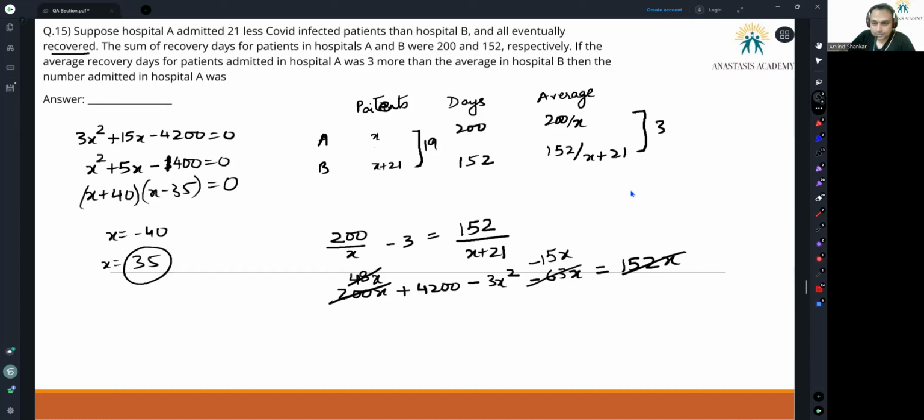Given that it is count of patients, it can of course not be a negative number. The answer we reach here is 35. और उसके बाद ये भी अप्रिशिएट किया, क्वेश्चन बनाने वाले ने काफी मेहनत करी है, क्योंकि 200 by 35 is not an integral result. This minus 3 is equal to 152 by 56.